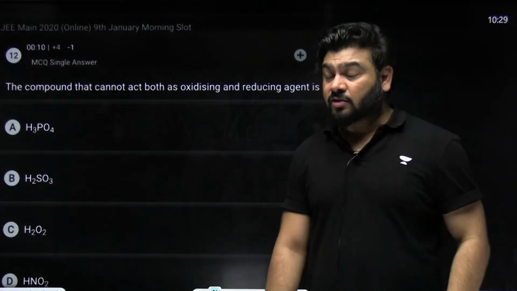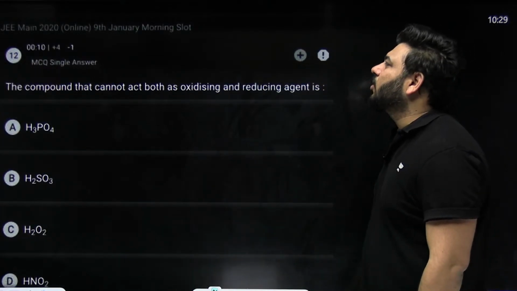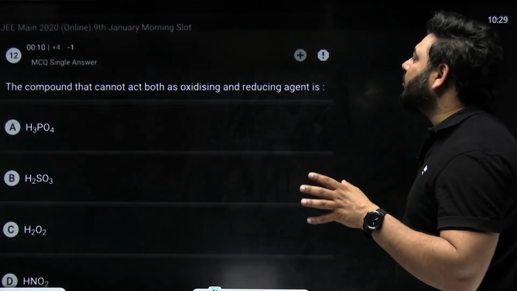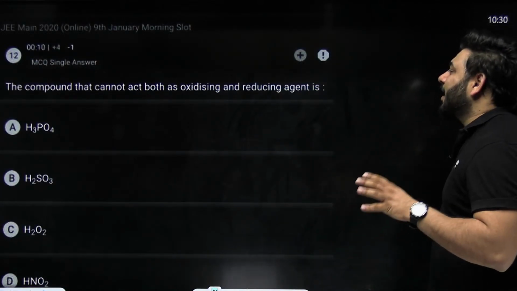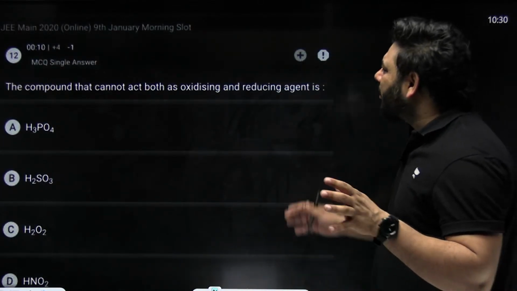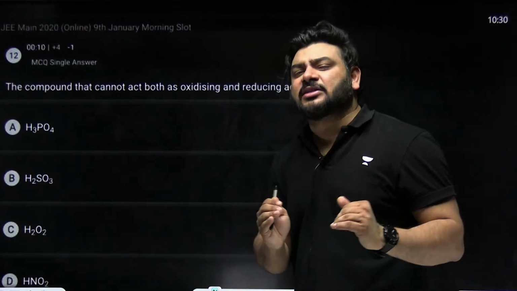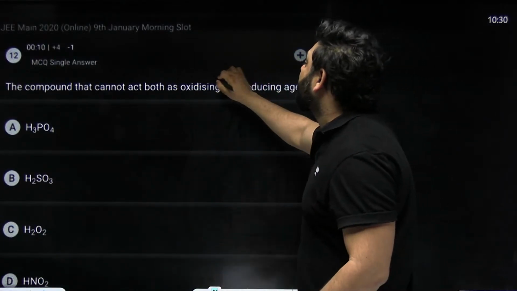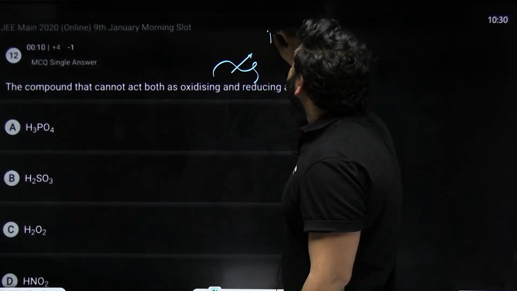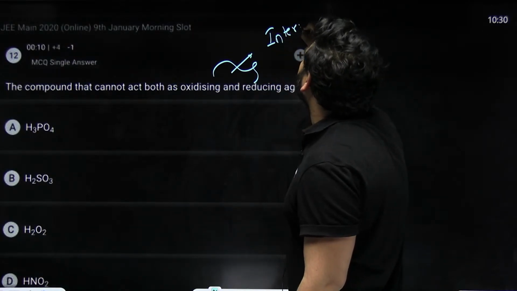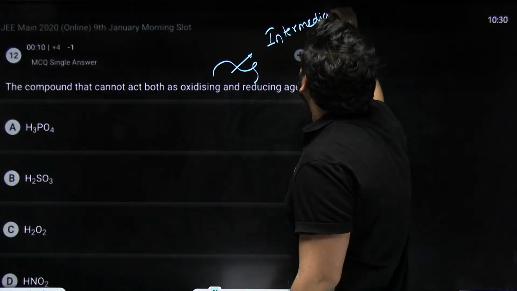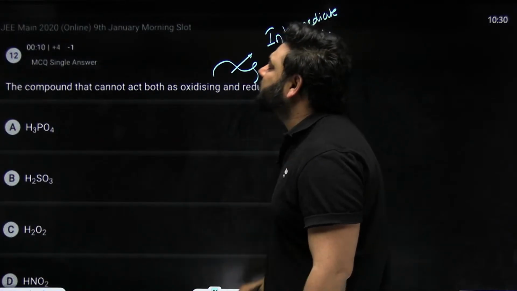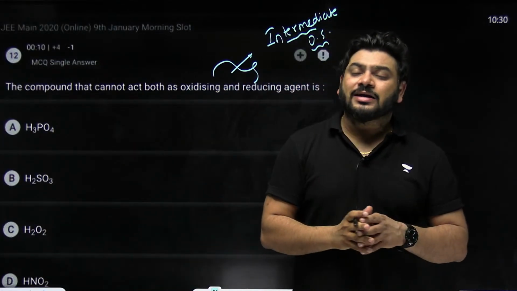Here is another question asked in JEE Main 2020 online exam, 9th of January morning slot. The question is simple and says: which compound cannot act as both an oxidizing as well as a reducing agent? Always keep this in mind: anything that can work as both oxidizing and reducing agent must have an intermediate oxidation state. What is the meaning of intermediate oxidation state, sir? Guys, it means something that does not have the highest oxidation state.